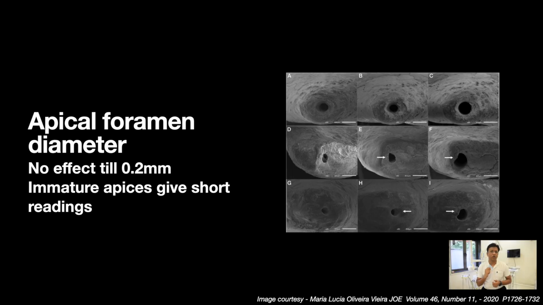Yes, this is a very important concept that you need to understand, because if the diameter of the foramen is 0.2 millimeters, that is, if the apical foramen diameter is equal to my 20 number K file, then there is not going to be any effect on my working length reading. However, if the apical foramen diameter is more than 0.2 millimeters, then there is a very high chance that you may have some kind of discrepancies in your working length reading, especially in open apex cases.